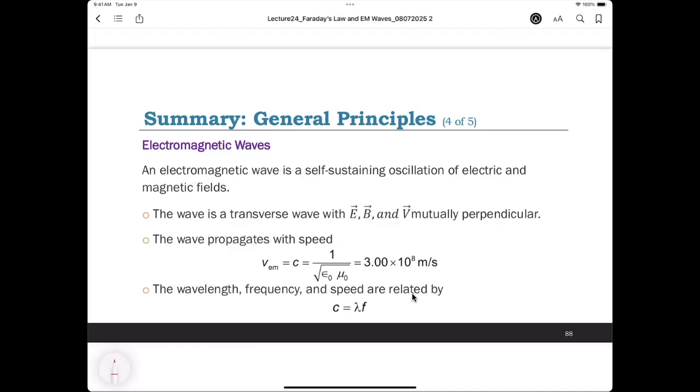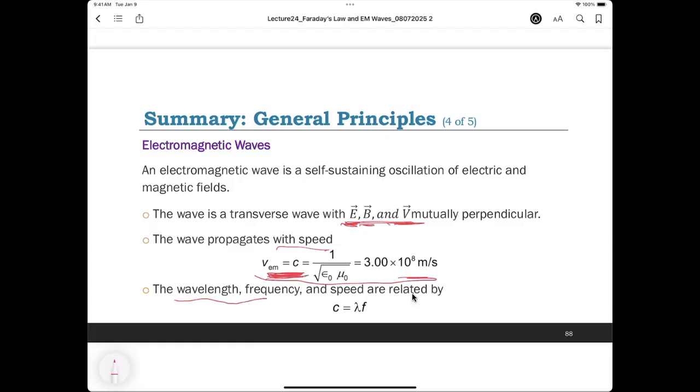And the wave is a transverse wave with the magnetic field, electric field, and the wave velocity, those three just perpendicular to each other. And the wave propagates with a speed. This one, we calculated and found it's the same as light traveling in a vacuum.